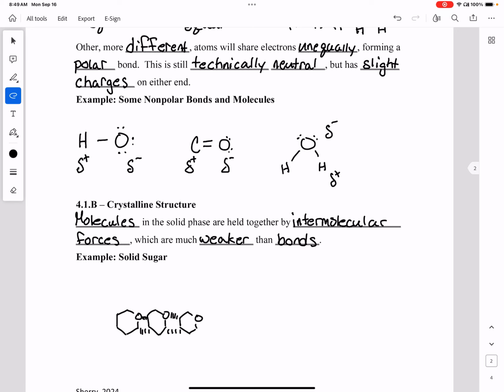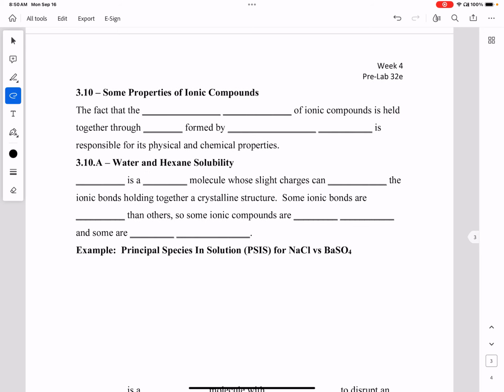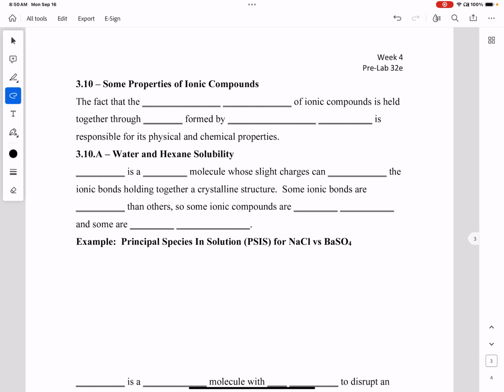You'll see drawings like that a lot more in organic chemistry, so this is just a quick introduction to that. So let's look at some properties of ionic compounds. So the fact that the crystalline structure of ionic compounds is held together through bonds formed by electrostatic forces.